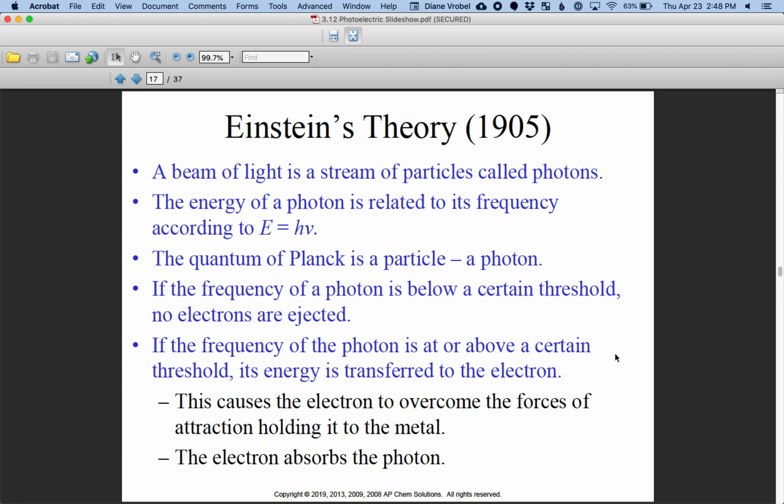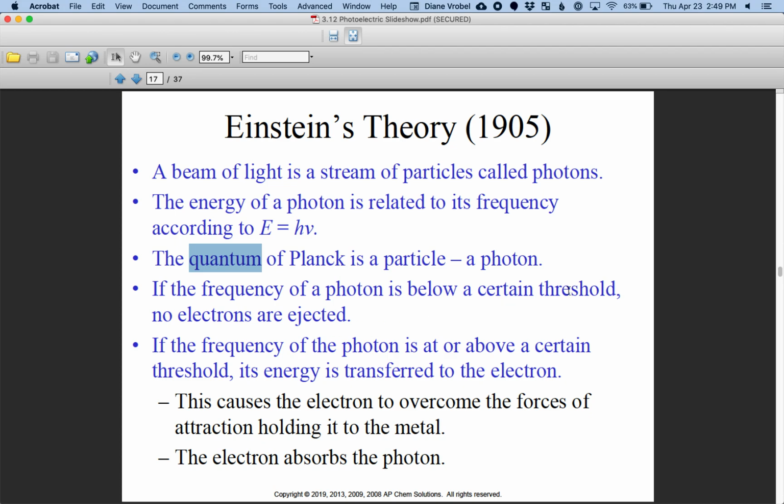Now, Einstein was the person that actually came up with the theory behind this. This was one of his critical theories. He had a lot of amazing work in a short period of time, very productive. So he came up with the idea of photons being a stream of particles, and he said that the energy of those photons was related to the frequency. He called it a quantum of Planck.